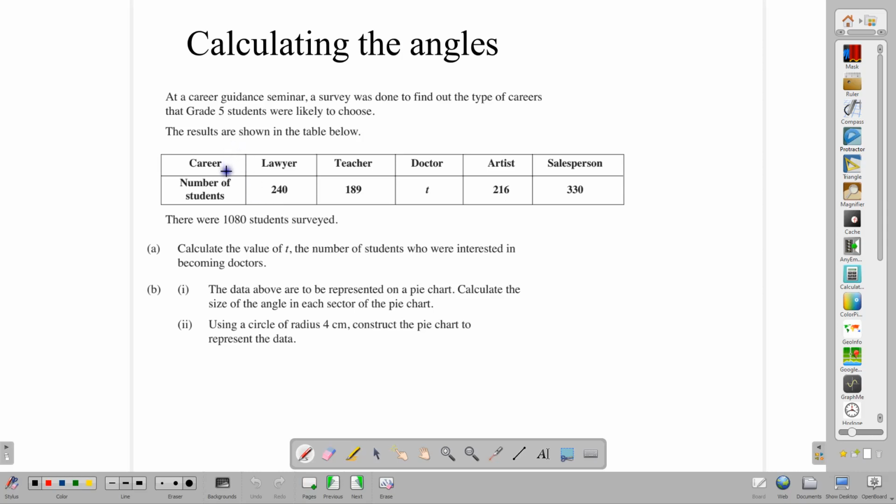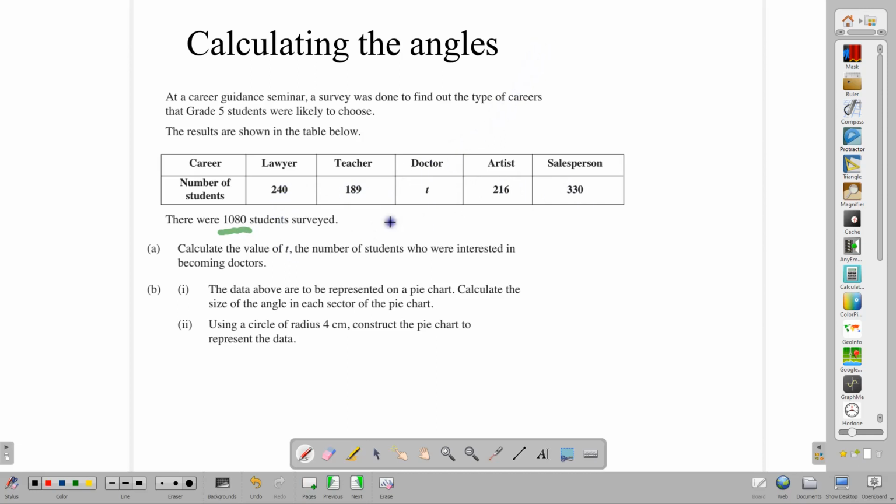And so in this question, it's a past question from CSEC, and it talks about the career choices of grade 5 students. We can see the number of persons who chose the different career paths. So a salesperson has 330, an artist 216, lawyer 240. And the total number of persons who were surveyed was 1,080. We are told to find the missing value T. This is a simple calculation here because we can just add these numbers and subtract it from 1,080 and we get our answer. So let's find the value of T.